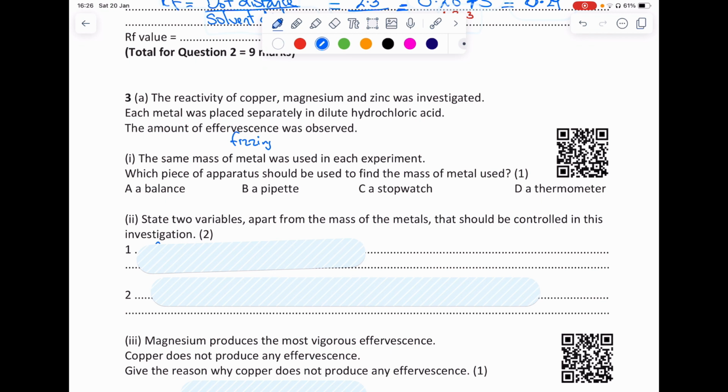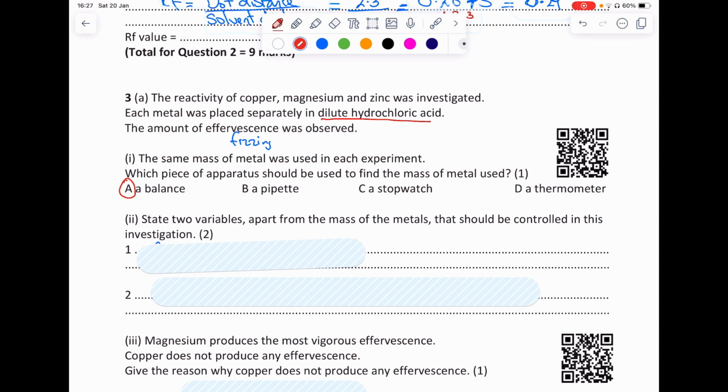Which piece of apparatus would be used to find the mass? So to find the mass, we would use a balance to weigh the metal. Okay, two variables apart from mass would keep the same. So if we're going to do this experiment, we're going to have to control the concentration of the acid, and we're also going to have to control the surface area of the metal.